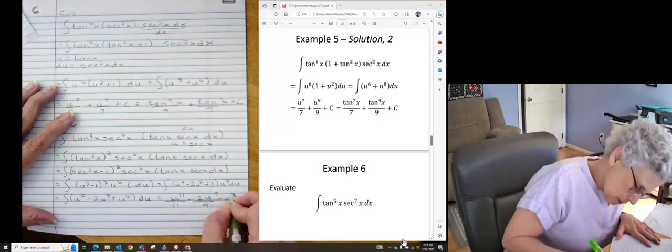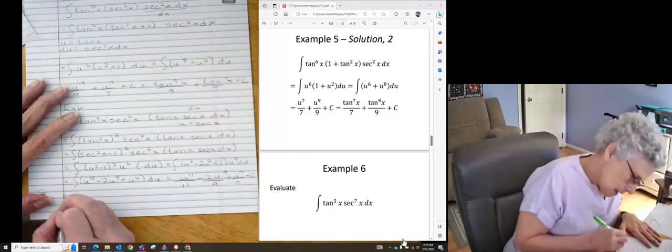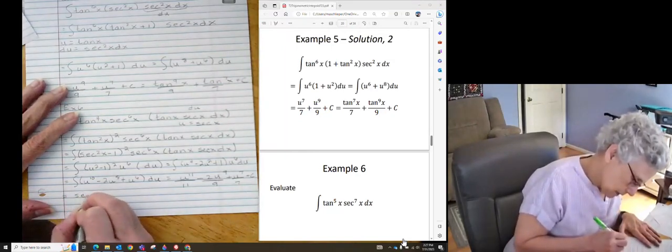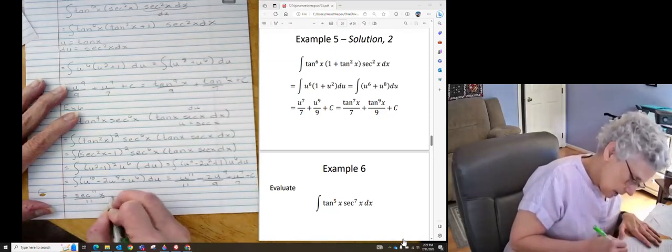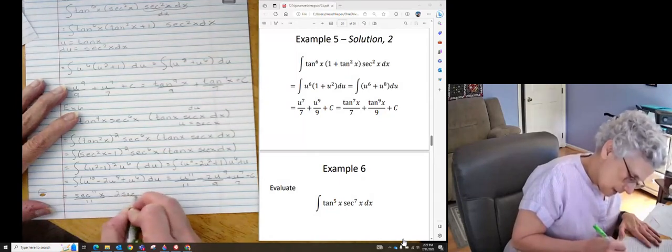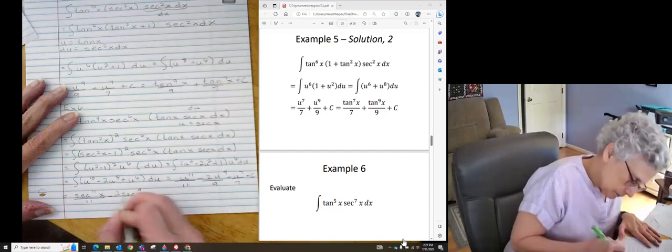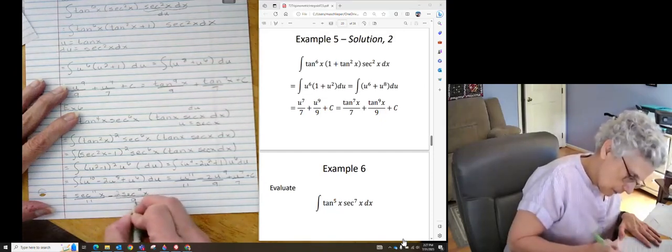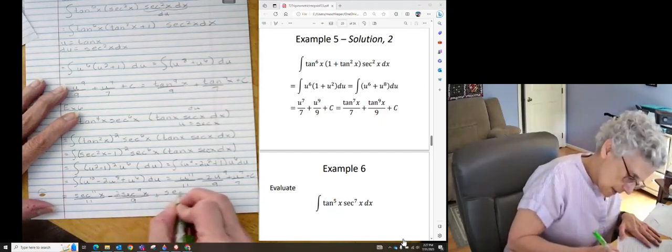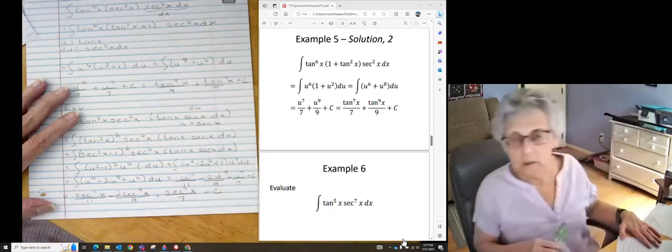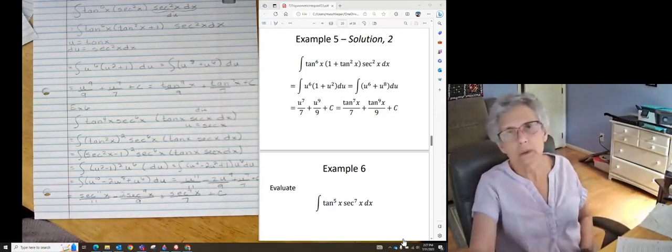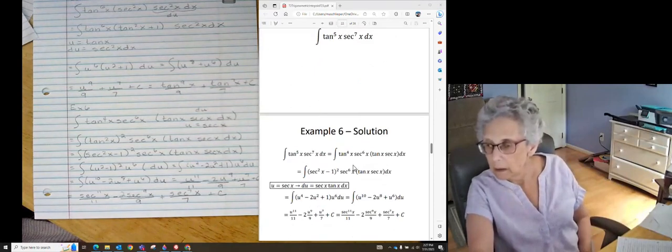So u to the 7th over 7 plus a constant, and u is actually secant. So it's secant to the 11th over 11 minus 2 secant to the 9th over 9 plus secant to the 7th over 7, plus the constant because we don't want to lose a point. And there's our pretty answer.